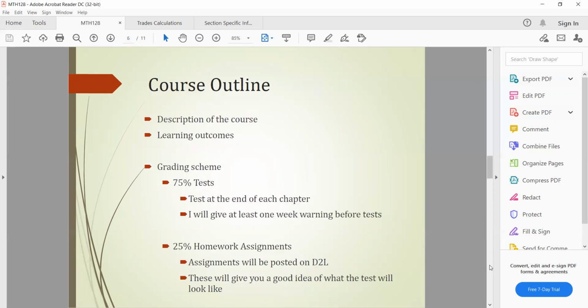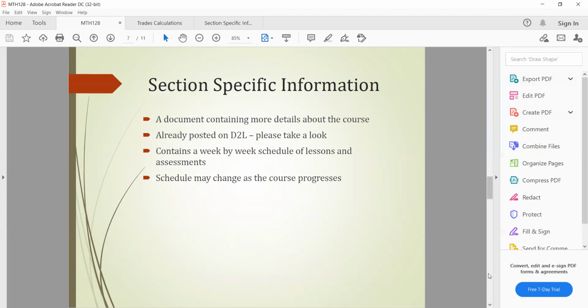Okay, so the grading scheme for this is 75% tests and 25% homework assignments. So the test will be pretty simple. We'll do a chapter, we'll have a test, we'll do a chapter, we'll have a test. Typically, we'll always take up the assignment before the test, just so everyone knows exactly where they lost their marks. So there should be probably around 5 to 7 tests for this course.